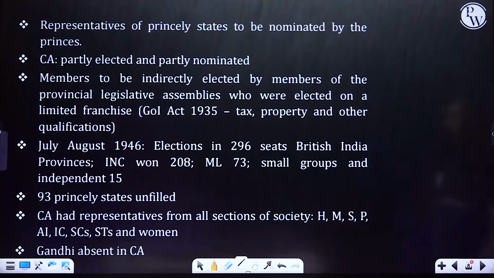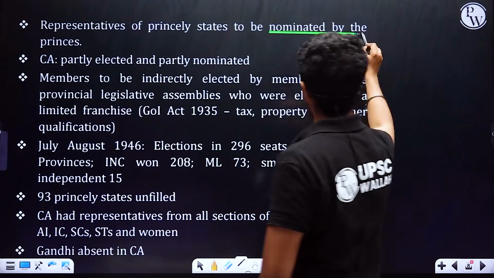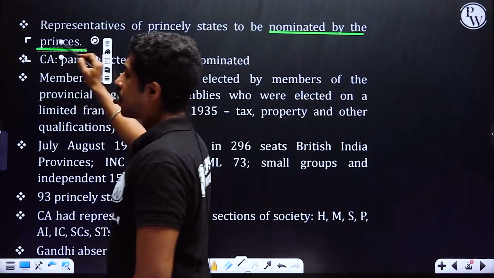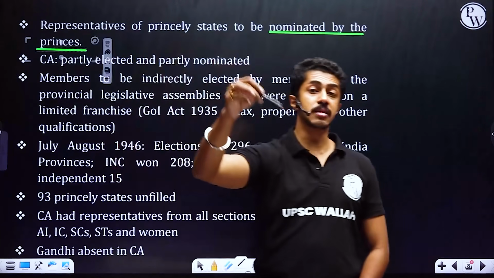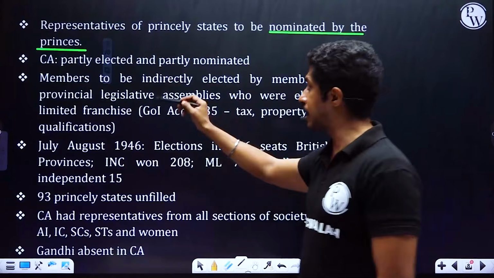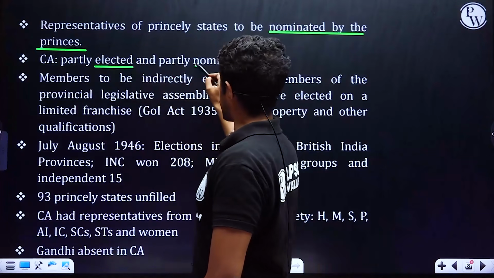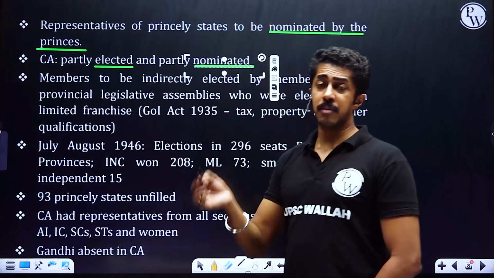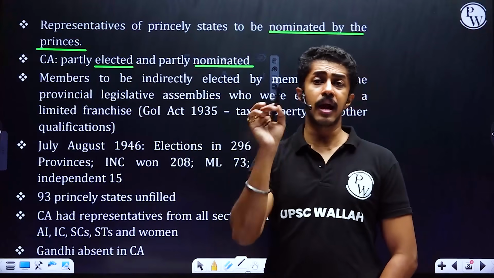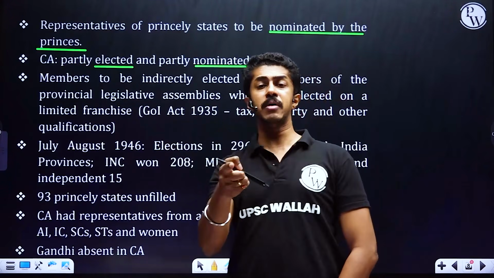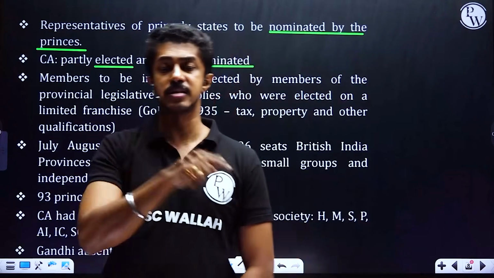Representatives of princely states were to be nominated by the princes. Therefore, the Constituent Assembly was what type of a body? It was partly elected and partly nominated. Members were to be indirectly elected by the elected members of the provincial legislative assemblies.